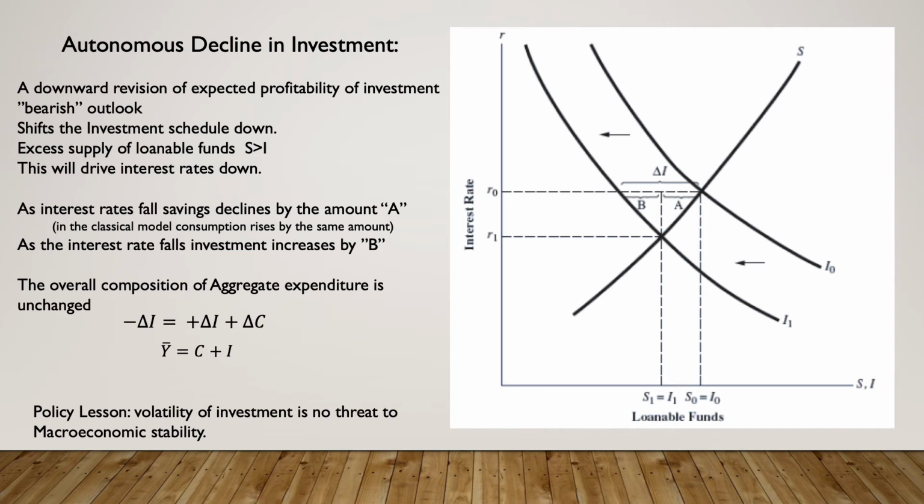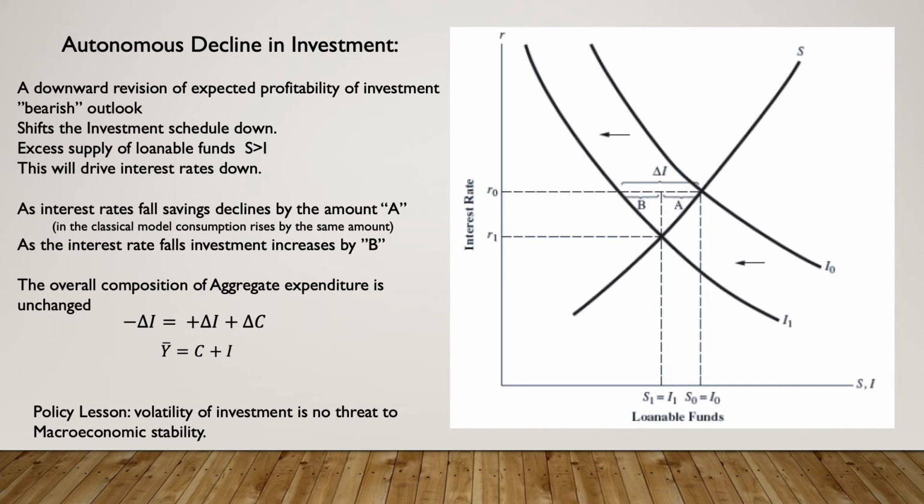I would fall, and then I would rise again, and the rest of aggregate demand would be increased by changing C, or falling savings. So aggregate demand, consumption plus business investment, would be totally unchanged. This is a policy lesson from the classicals.